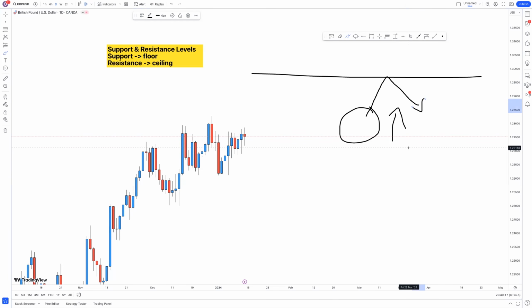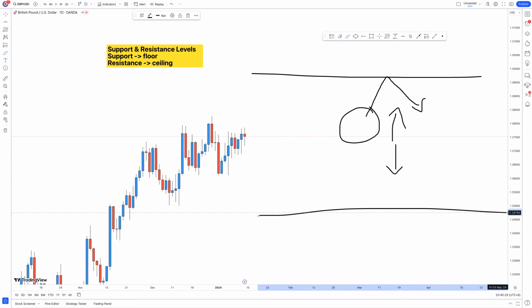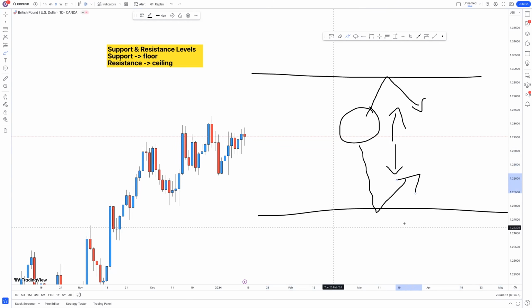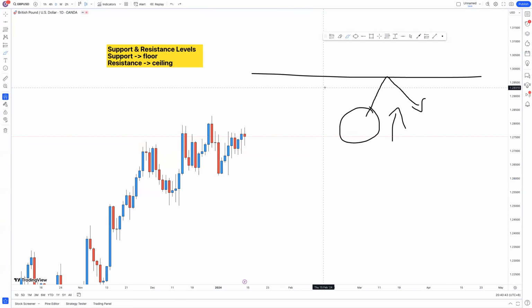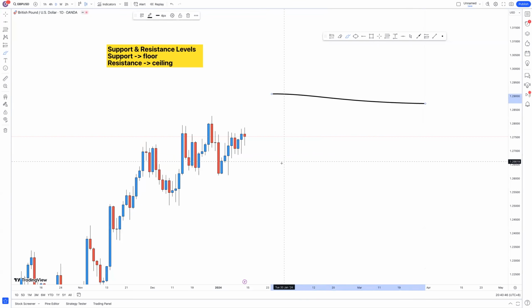Now, let's say same scenario, but a different circumstance. You have the ball in your hands again, but you drop the ball instead. And then we have a floor right here. So price is going to go down to the floor and then bounce off the floor. This is your support level. So a support level essentially acts as a floor for price, and a resistance level essentially acts as a ceiling for price.